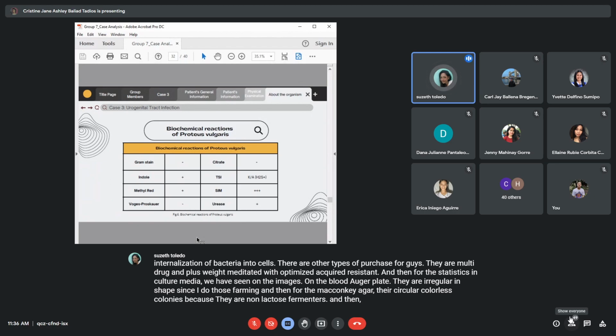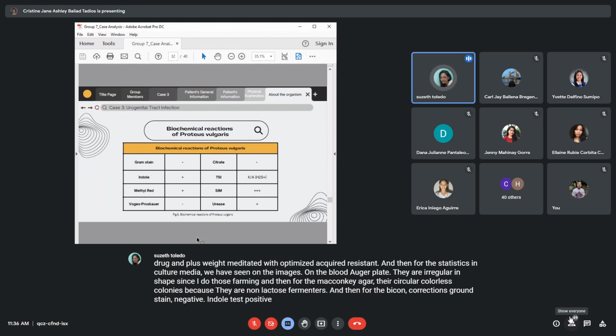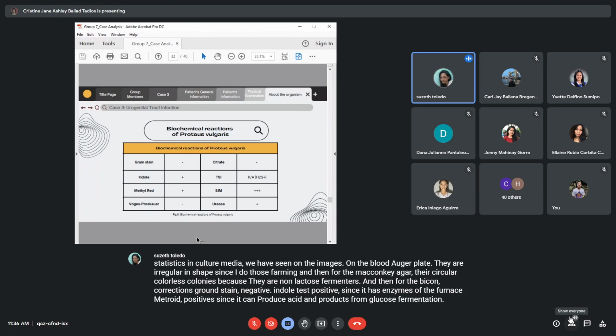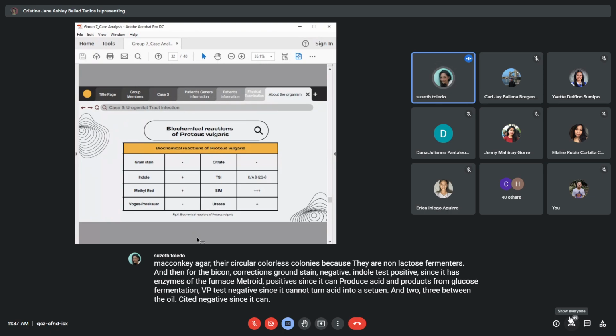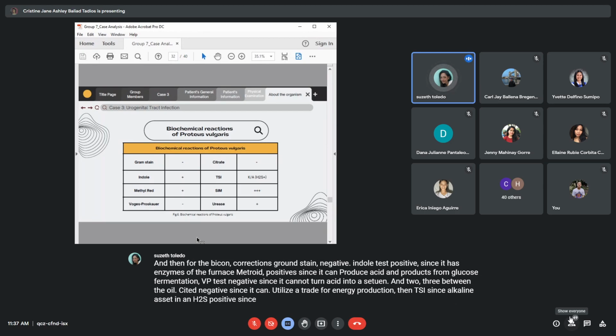For the biochemical reactions: gram stain negative; indole test positive since it has the enzyme tryptophanase; methyl red positive since it can produce acid end products from glucose fermentation; VP test negative since it cannot turn acid into acetoin and 2,3-butanediol; citrate negative since it cannot utilize citrate for energy production; then TSI alkaline slant, acid butt, and H2S positive since it is a non-lactose fermenter, glucose fermenter, and it can reduce sulfite into sulfides.